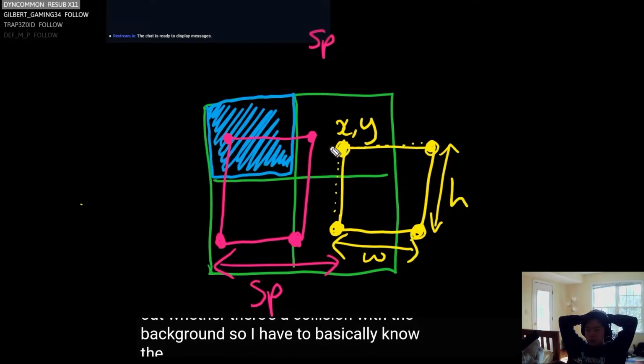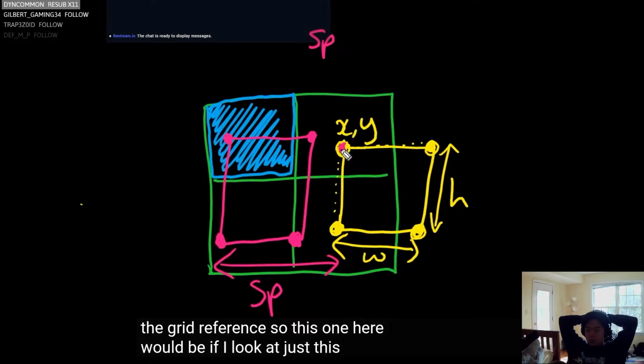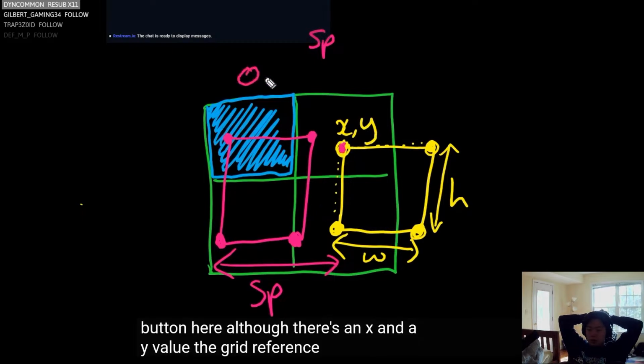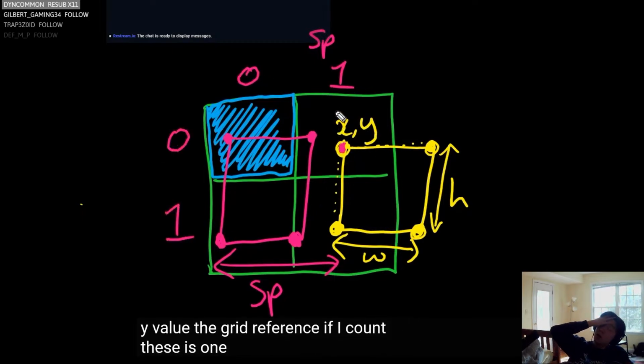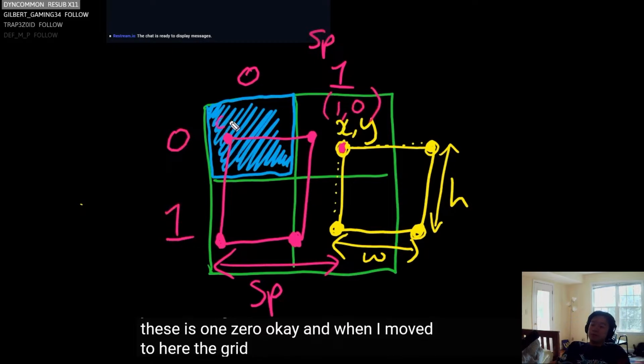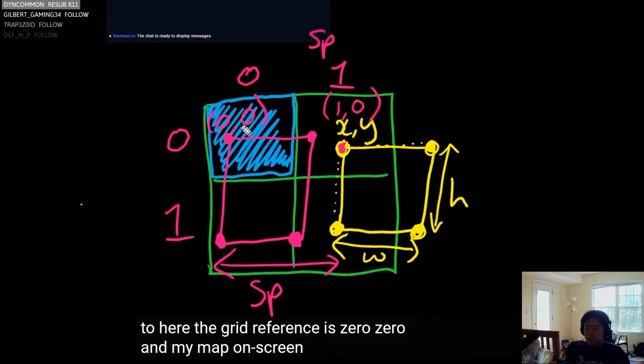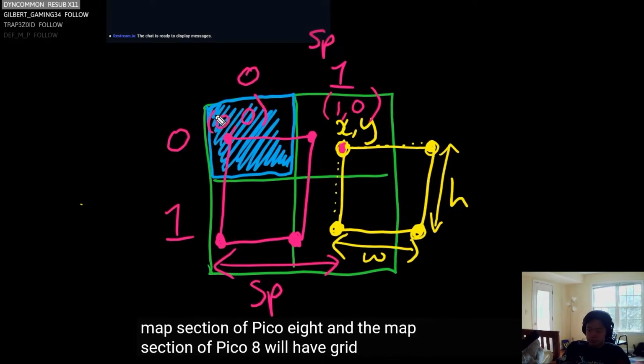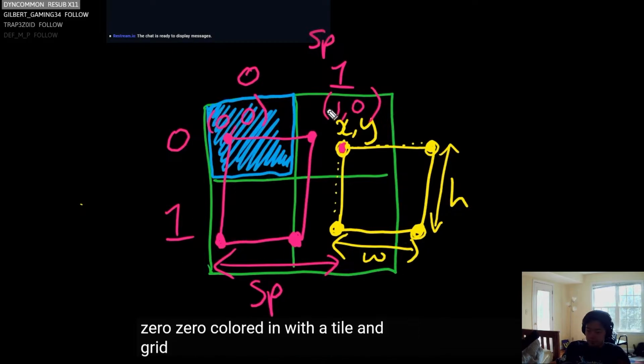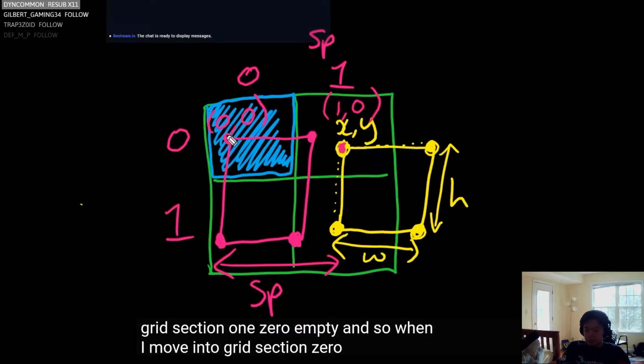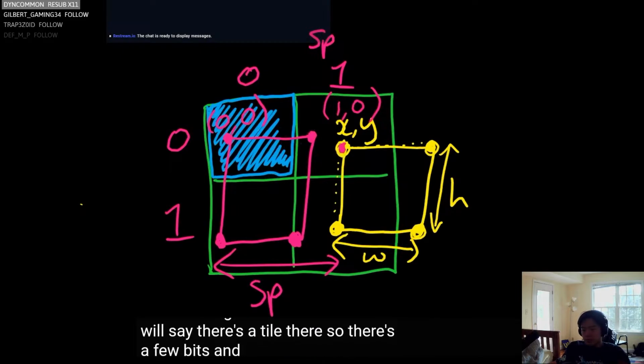So I have to basically know the grid reference. So this one here would be, if I look at just this left button here, although there's an x and a y value, the grid reference, I count these, is 0. And when I move to here, the grid reference is 0, 0. My map on screen is drawn from the map section of Pico 8. The map section of Pico 8 will have grid section 0, 0 coloured in with a tile, and grid section 1, 0 empty. So when I move into grid section 0, 0, it will say there's a tile there. There's a few bits and pieces I have to do to get that to work.